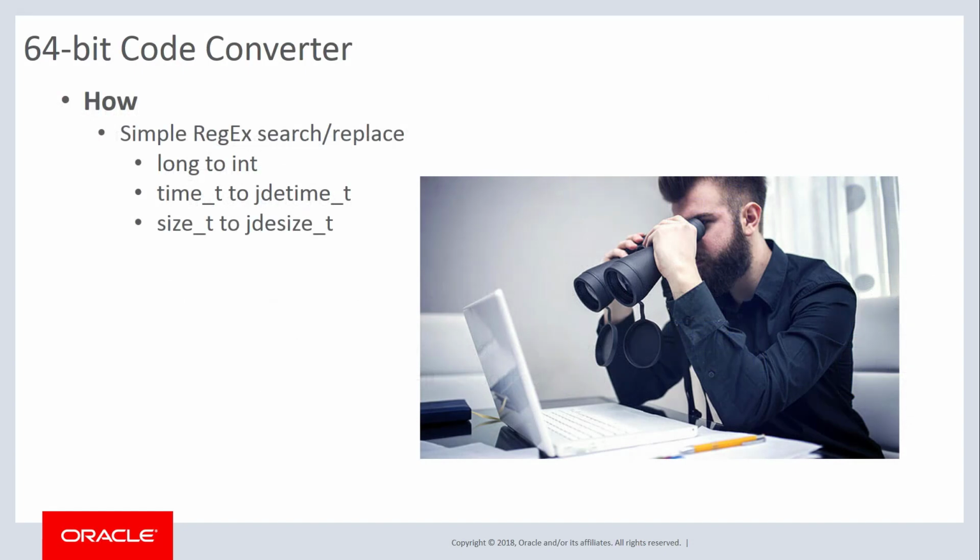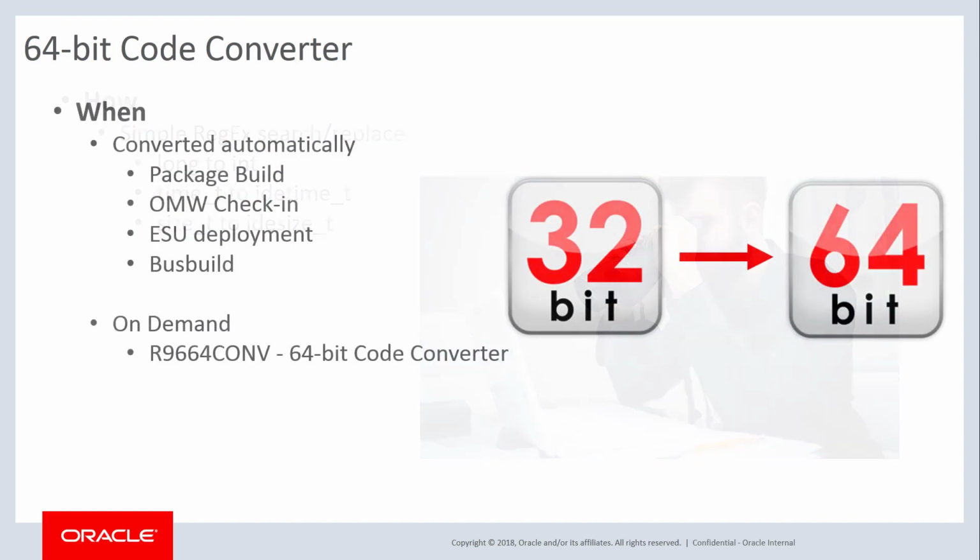So how did we create the code converter? We created a simple Windows regex to search and replace all data types that we used that were different sizes between 32 and 64-bit systems. As an example, we took all forms of the long data type and changed them to their corresponding integer data types. Where we found time_t's, we replaced them with JDE_time_t's, and where we found size_t's, we replaced them with JDE_size_t's.